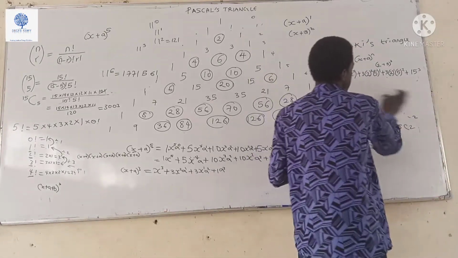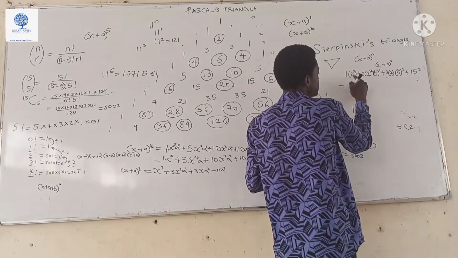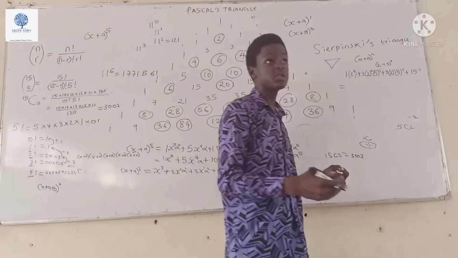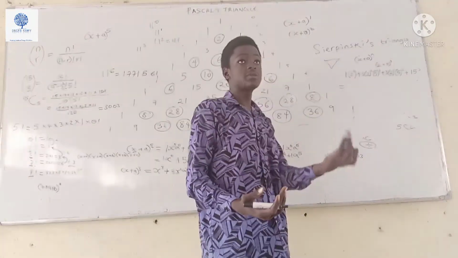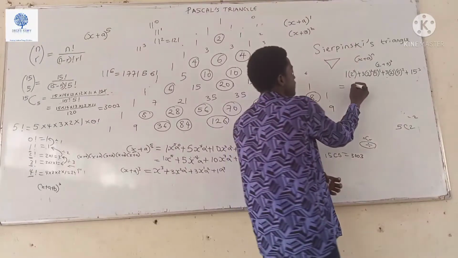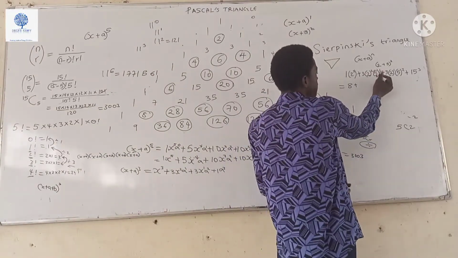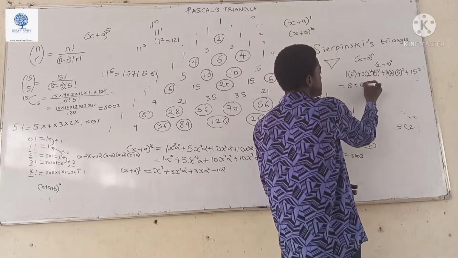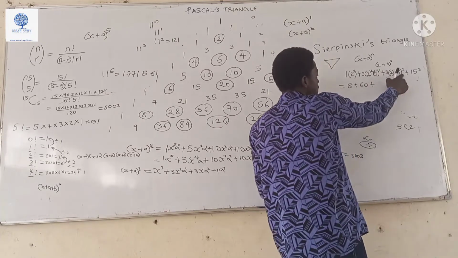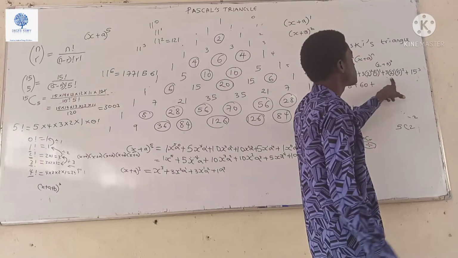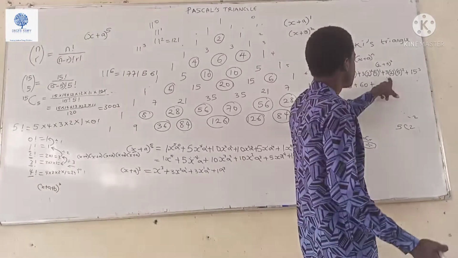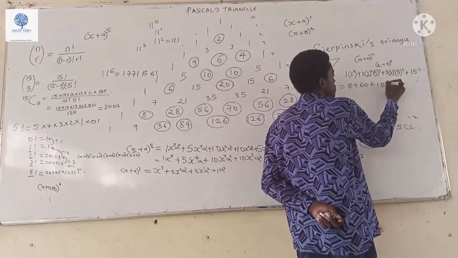Are you following? Yes. So this gives us 1 times 2 raised to the power of 3. 2 raised to the power of 3 is what? 8. 2 times 2 times 2 is 8. We have 8 plus 2 raised to the power of 2 is 4. 4 times 5 is 20. 20 times 3 is 60. Plus 5 to the power of 2 is 25. 25 times 2 is 50. 50 times 3 is 150.